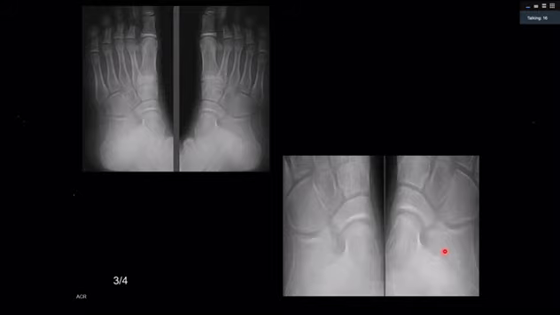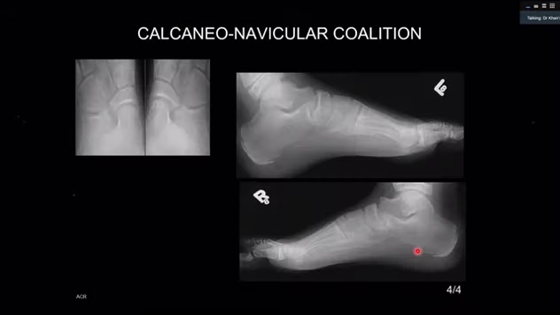Calcaneonavicular coalition, but fibrous, not bony. Excellent, well done.